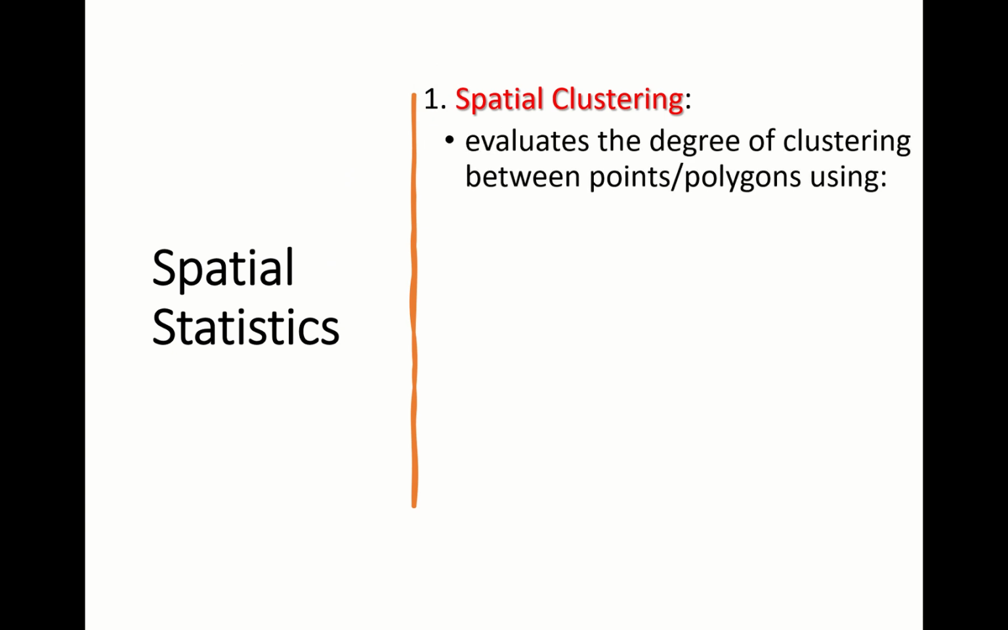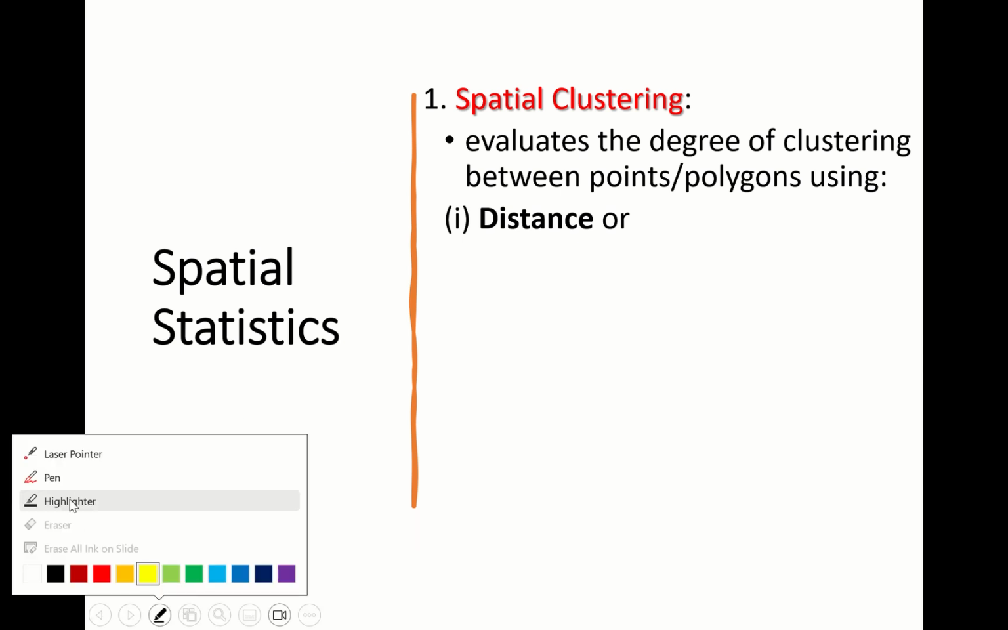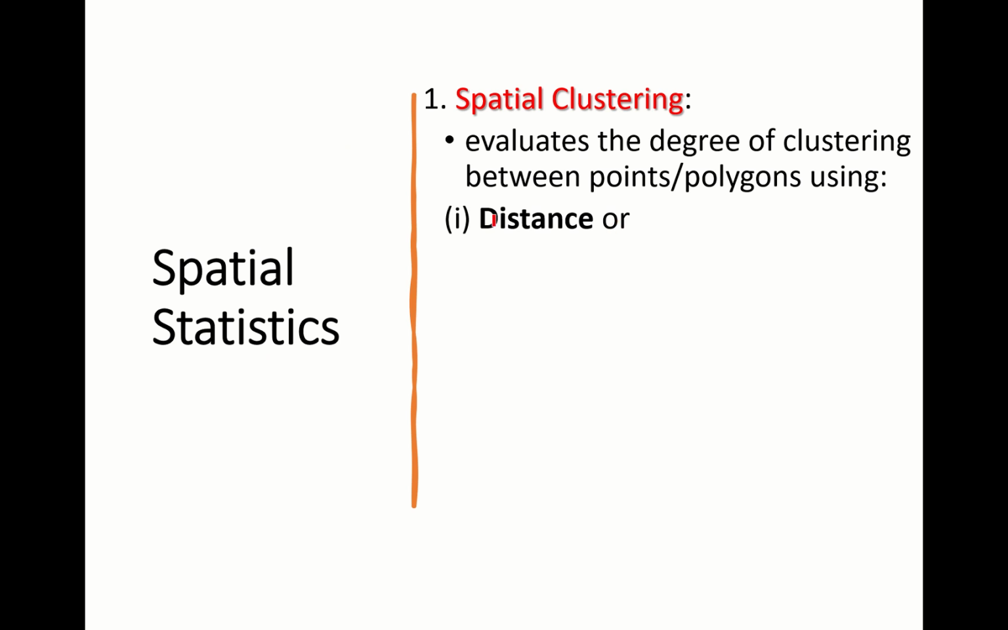In this first video, we're looking exclusively at spatial clustering, which covers different techniques we can use to evaluate how points or values are clustered or dispersed in different patterns. There are two ways we can evaluate how much spatial clustering we might have in a data set. The first is distance, looking at the distance between one point and another, whether those two points are located close to one another or far away from one another.